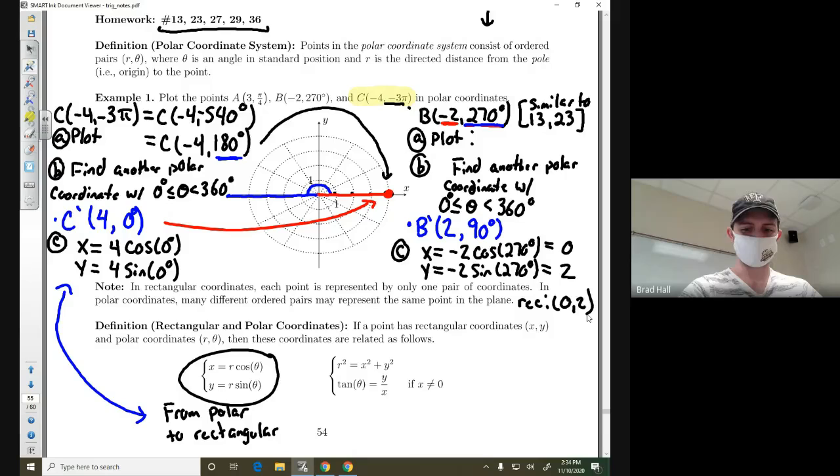And what did you get, Blake? 4, 0. You got 4 and 0. So it did work out. There's a pretty good chance your quadrantals do translate very nicely. So really your rectangular coordinates, the way you would answer part C is 4, 0.